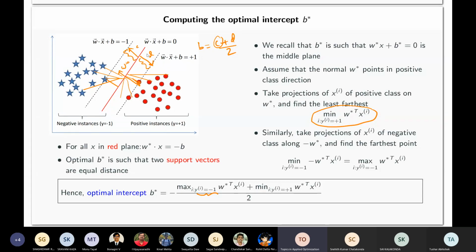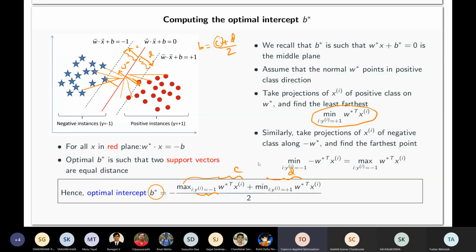So basically what we are doing here is finding C and finding D, here and here, and then (C plus D) by 2 is the middle plane. It looks a little bit jumbled up, but essentially the idea is okay. That gives us the optimal intercept B, because we already know that B is in the middle of the two supporting vectors. So this is how we can compute the B.